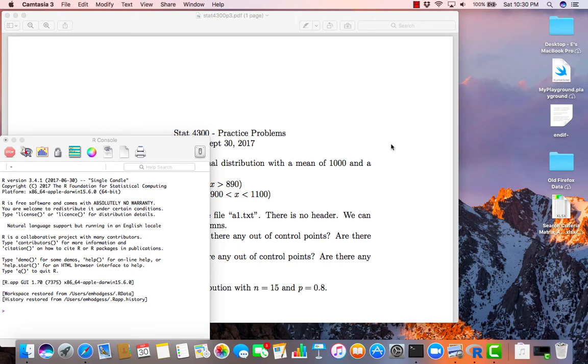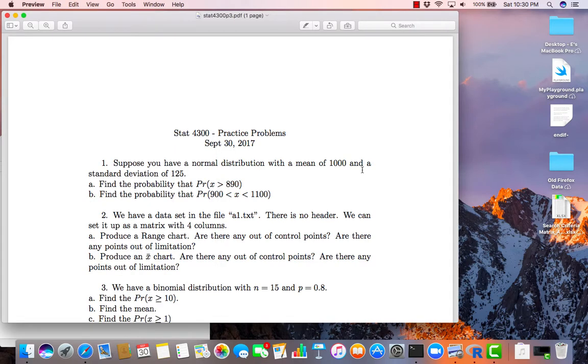Hi everybody. Here's the movie version of the solution to the practice problems, and I hope you'll find these useful. So here we want to look at the solution to the normal distribution. We have a mean of 1,000 and a standard deviation of 125. So we're looking at the question that x is greater than 890.